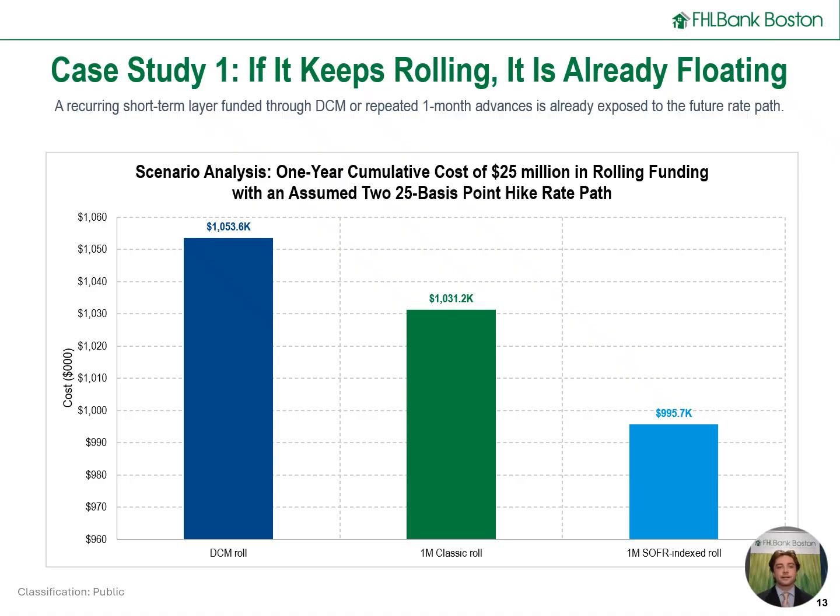All three carry short-term funding beta. They simply realize it differently. DCM reprices daily. SOFR accrues through the path. A 1-month classic delays repricing until maturity. Then the borrowing resets. So, fixed for 30 days is not fixed economically over a year of repeated rolls.